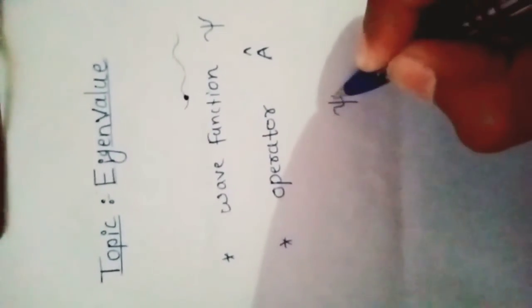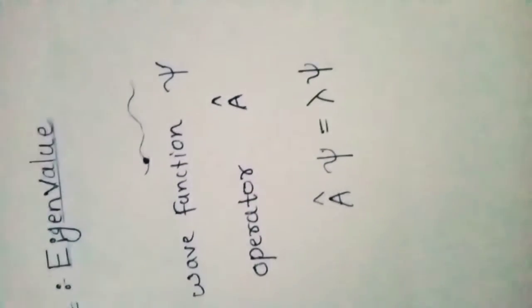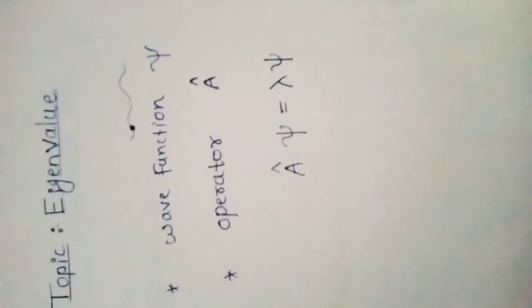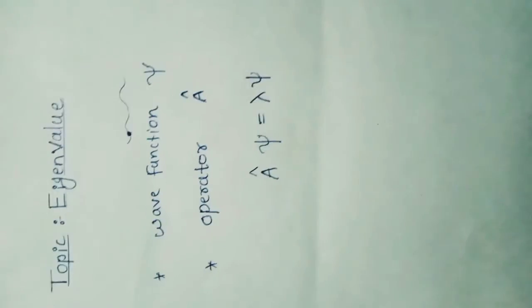Suppose consider wave function psi. On that we apply operator, suppose A cap. Then we get something like this, which is equal to lambda into psi. So understood how can we apply operator on the wave function?